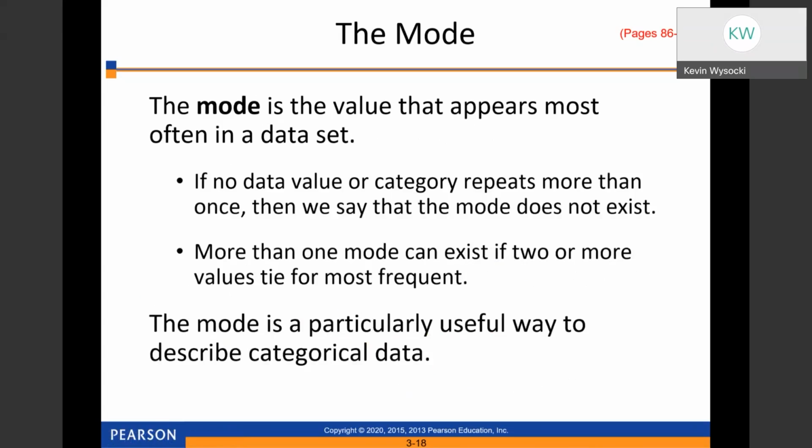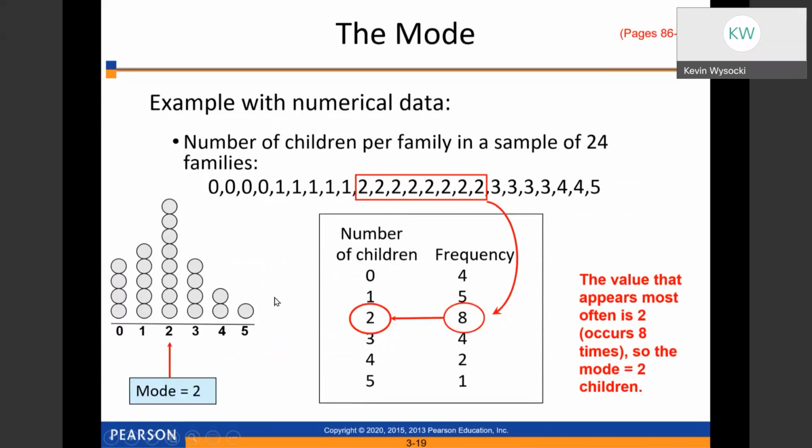The last measure of central tendency is called the mode, and the mode is the value that appears the most often in a data set. If no data value or category repeats more than once, then we say the mode does not exist. More than one mode can exist if 2 or more values tie for the most frequent. The mode is a particularly useful way to describe categorical data, that is, data where we have labels on it.